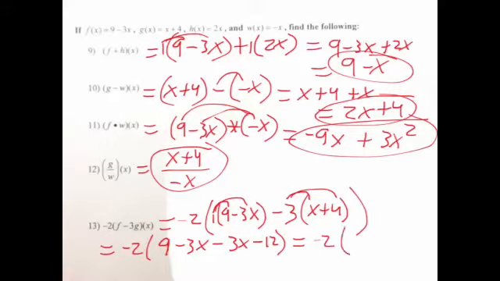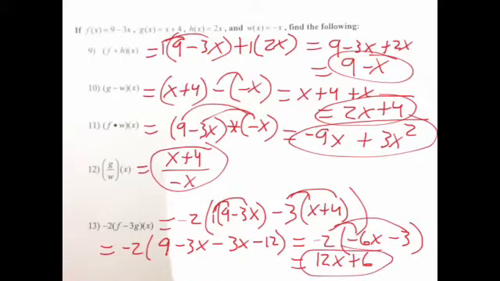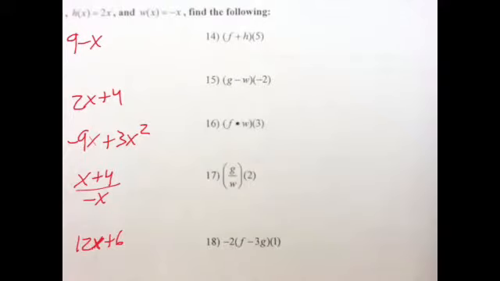So the inside, when you combine like terms, is going to give you negative 6x minus 3, and you have to distribute the negative 2 through to get positive 12x plus 6. And that's going to be your final answer for 13, which you're going to use all those on the next section there. So here's the right side.